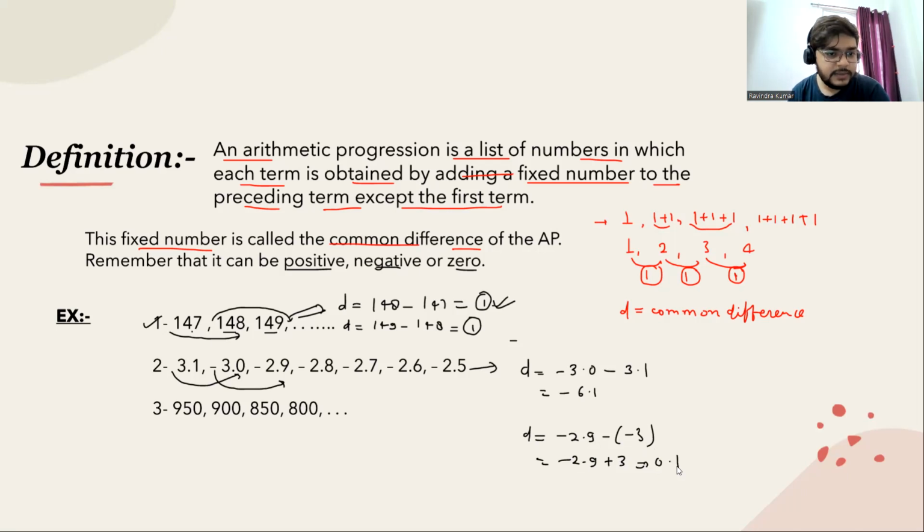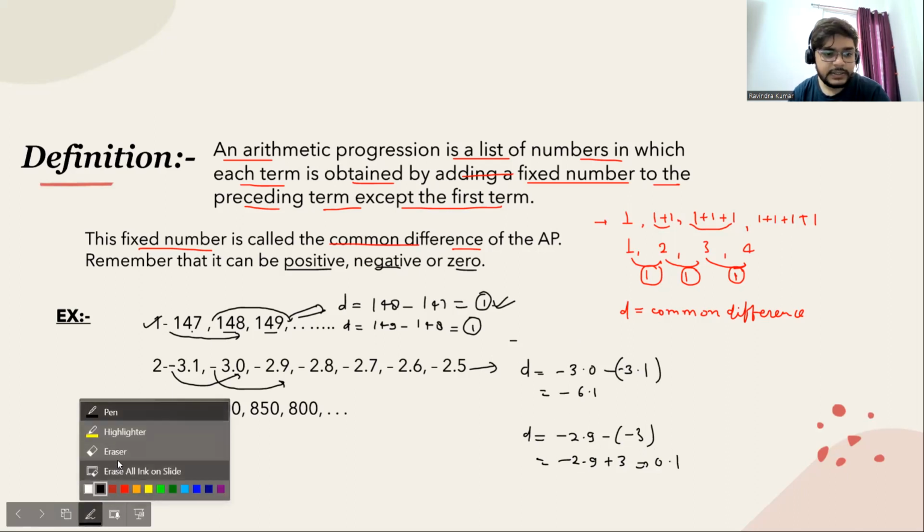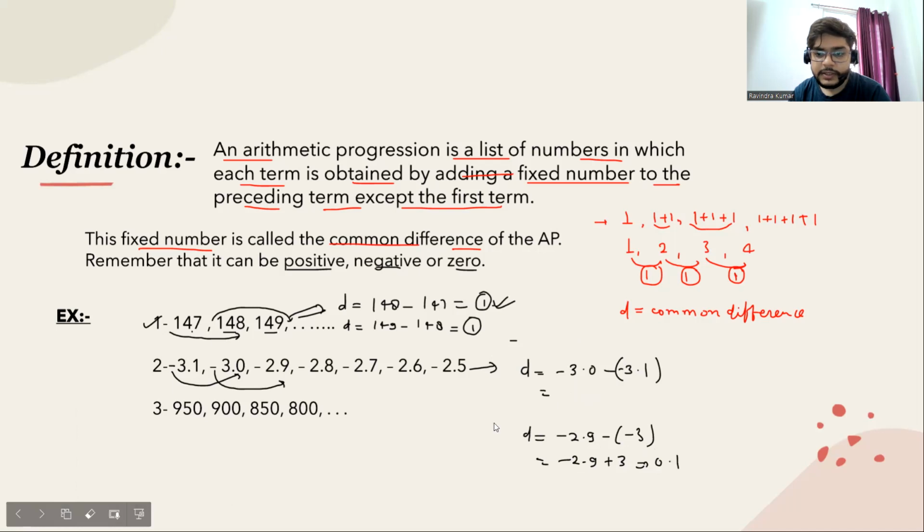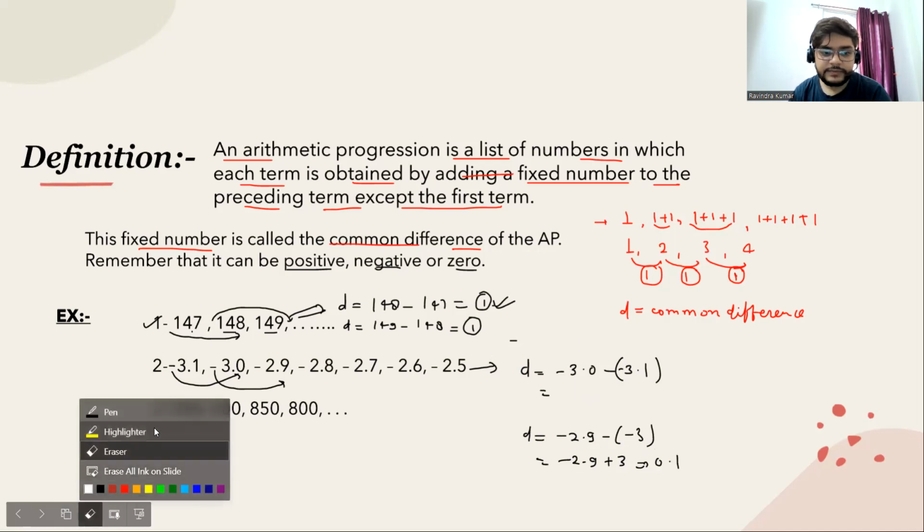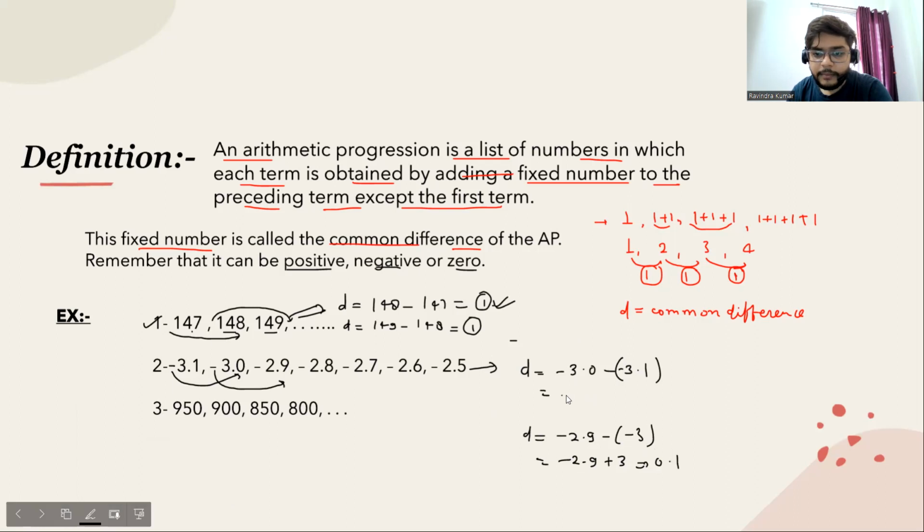We are making a mistake somewhere. Yes, keep in mind there is also a minus, minus 3.1. So this is minus and this is also minus. Just calculate it and tell me the answer. It will be minus 3 plus 3.1, so it will be 0.1 here, and here also 0.1. So in this second example, we have common difference 0.1.